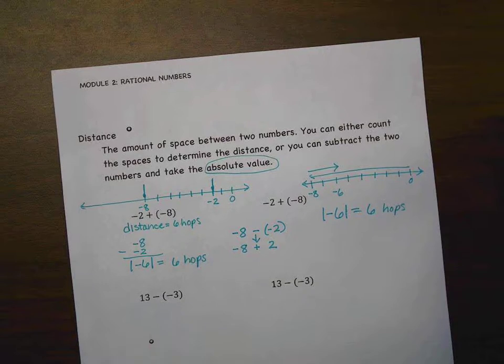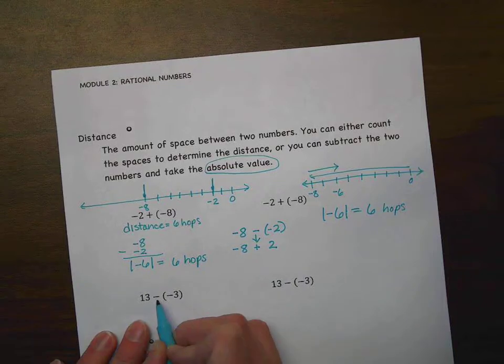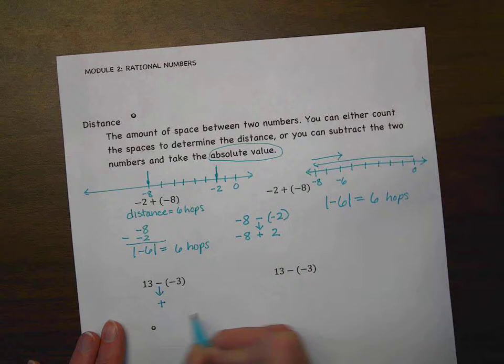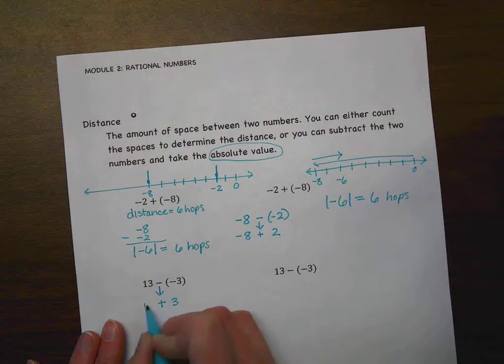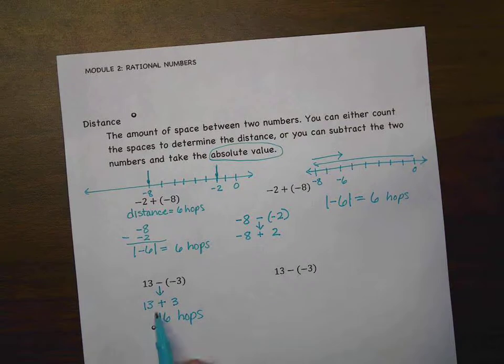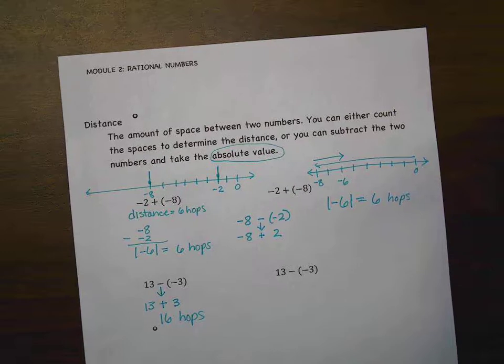Let's look at this one. The amount of space between the two numbers. So we're going to subtract the two numbers. So if the number is 13 and we're subtracting a -3, remember what we learned. Subtraction is the same as adding the opposite. What is the opposite of -3? Is 3. So 13 plus 3 equals 16 hops. So that means that the distance between 13 and -3 is 16 hops.